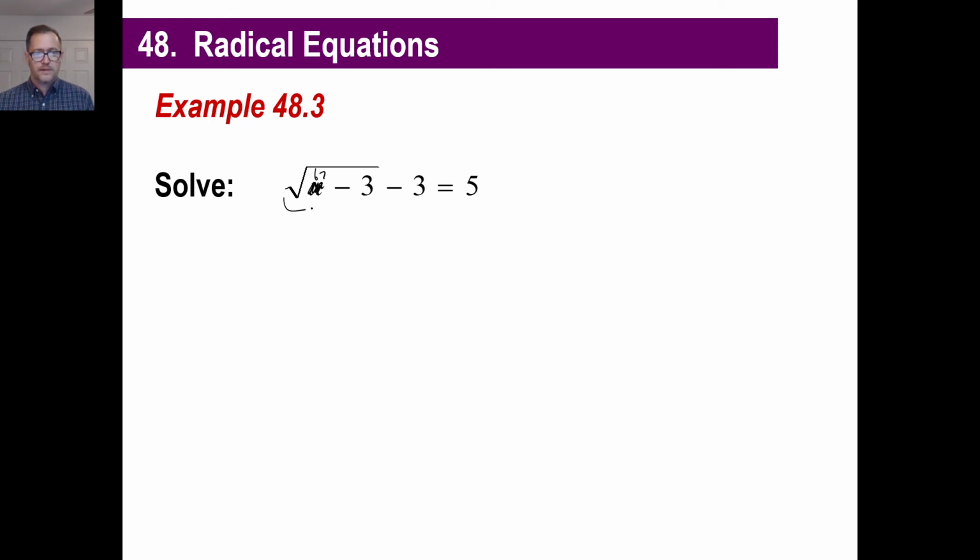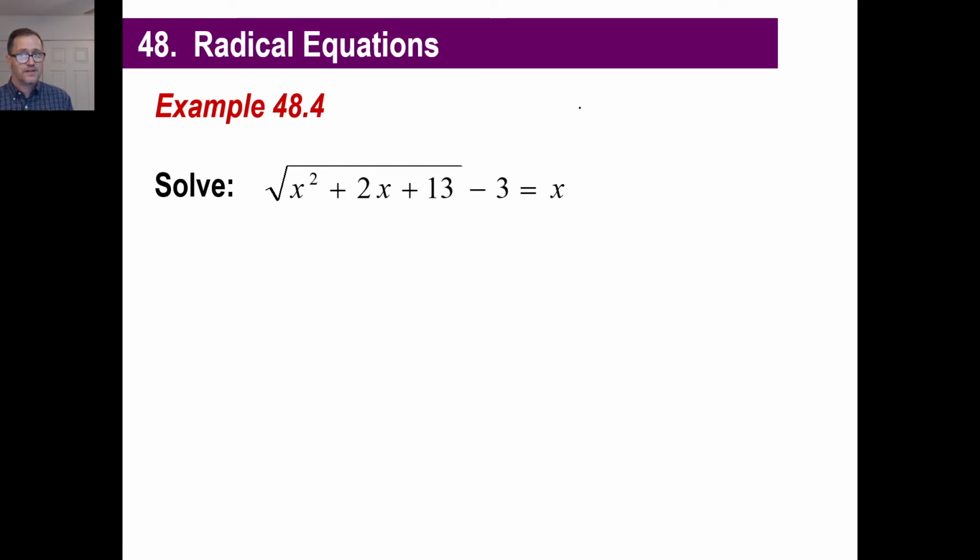67 minus 3 is 64, right? The square root of 64 is 8. 8 minus 3 equals 5. Yep, that works. Okay, all right. Now this looks kind of weird. Take a second and pause, copy this down.